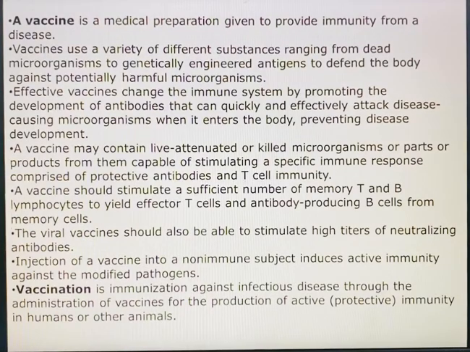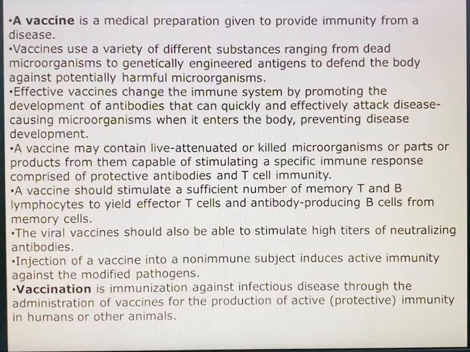However, there are several aspects of vaccines you see. This is a special kind of medical preparation given to provide immunity from a disease. Vaccines use a variety of different substances, ranging from dead microorganisms to genetically engineered antigens, to defend the body against potentially harmful microorganisms. Effective vaccines change the immune system by promoting the development of antibodies that can quickly and effectively attack disease-causing microorganisms, and when they enter the body, they can easily finish them, preventing disease and development.